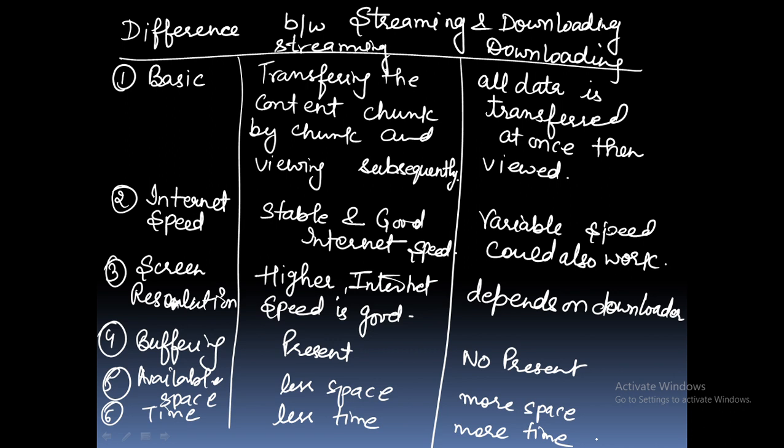buffering. According to buffering, in streaming we can say that buffering is a must. Buffering is present in streaming, but there is no buffering in downloading. Available space: in streaming we require only less space, but in downloading we need more space because the file is stored there.